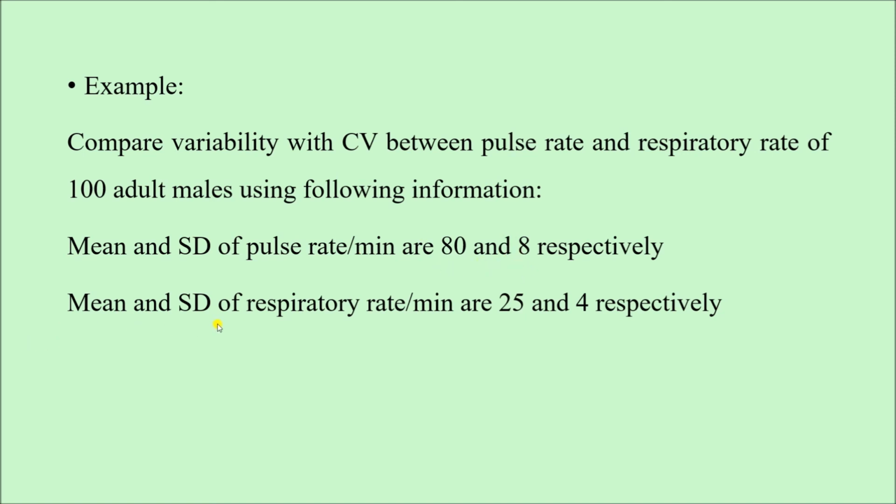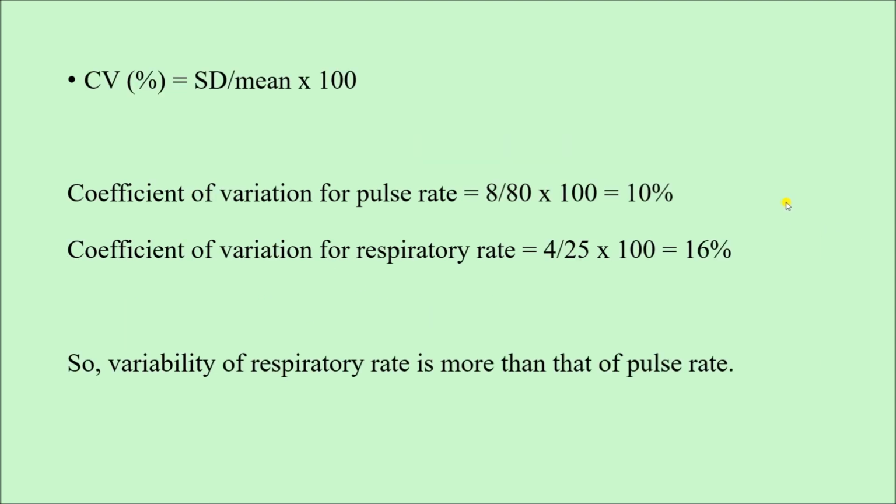Similarly, the mean and standard deviation of respiratory rate is 25 and 4 respectively. That means mean respiratory rate is 25, standard deviation is 4. We have to compare the variability of pulse rate and respiratory rate. So we know the formula here. Coefficient of variation is SD divided by mean into 100.